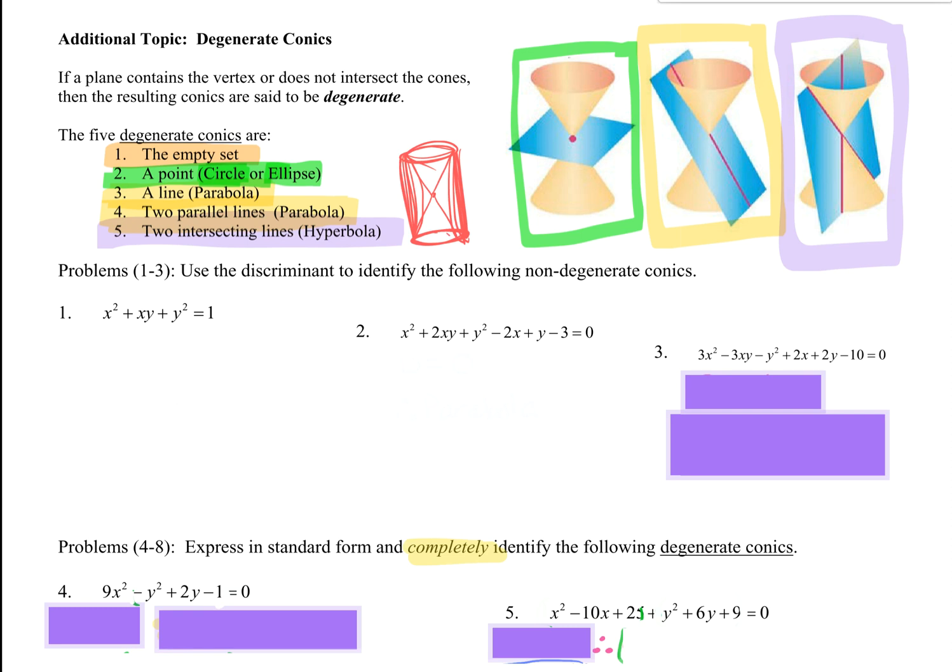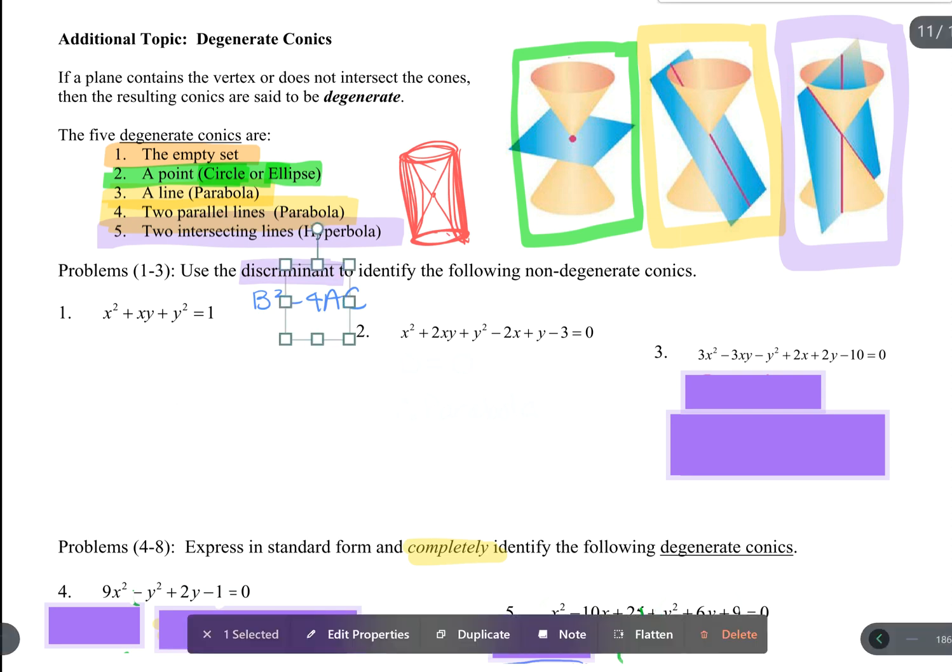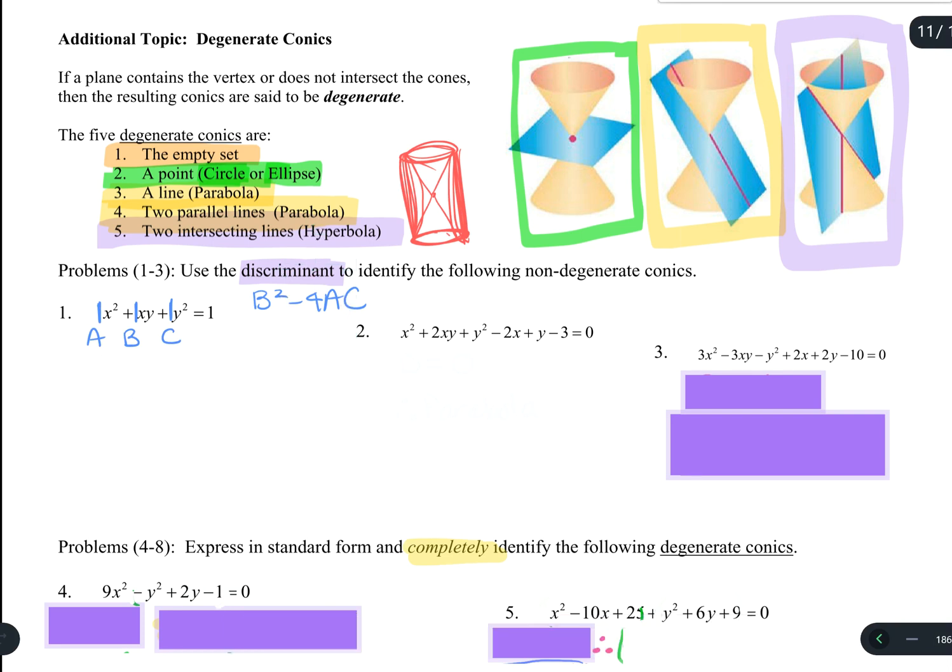So one way that we can identify the degenerates is to use the discriminant. So if we remember, the discriminant, just like it was from the quadratic formula, is going to be b squared minus 4ac. So we want to use this to identify the following conics. And we've done this before. So we're looking at our b squared minus 4ac. In this case, we have a 1 in front of the x squared, a 1 in front of the y squared, and a 1 in front of the xy. So this is our a, this is our b, this is our c. So if we calculate that b squared minus 4ac, I have 1 squared minus 4 times 1 times 1.